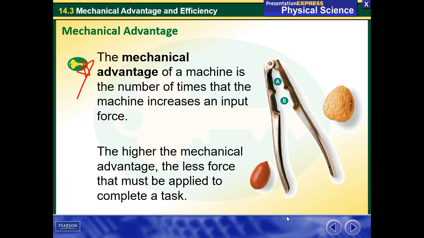It's defined as the number of times the machine increases the input force. And all that means is, if you put in a force of 5 newtons, will it double the 5 newtons, triple it, quadruple it? One thing to know about mechanical advantage is the higher the mechanical advantage, the less force that you have to apply to a machine. So if you have a good machine that's working well, you can use as little force as you want.